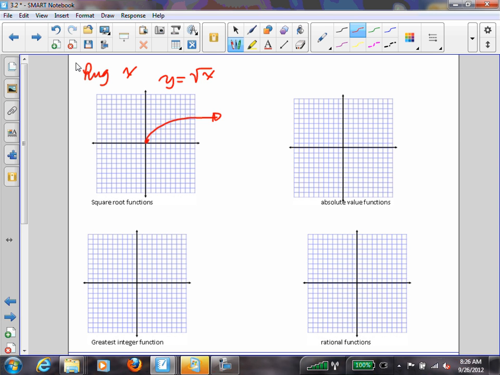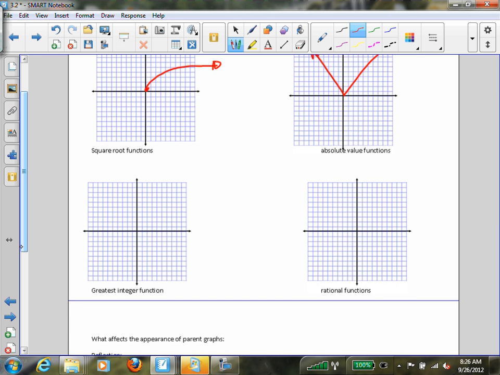Absolute value functions, y equals absolute value of x. The parent function looks like this. What we do with it is we're moving that vertex left, right, up, down, making it wider, making it narrower. That's what we could do to that.